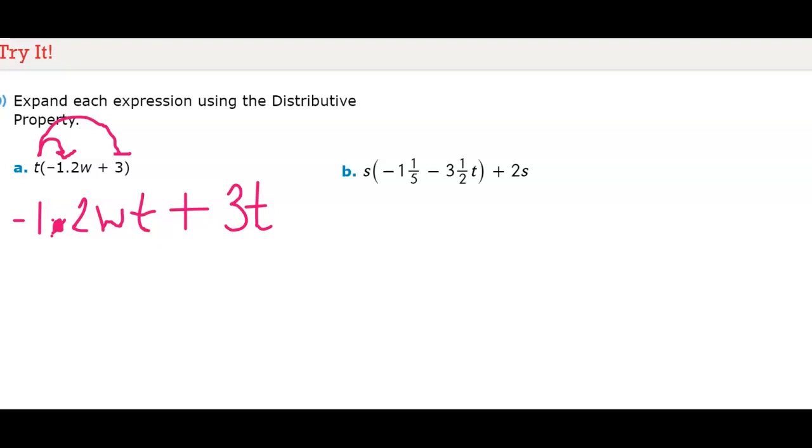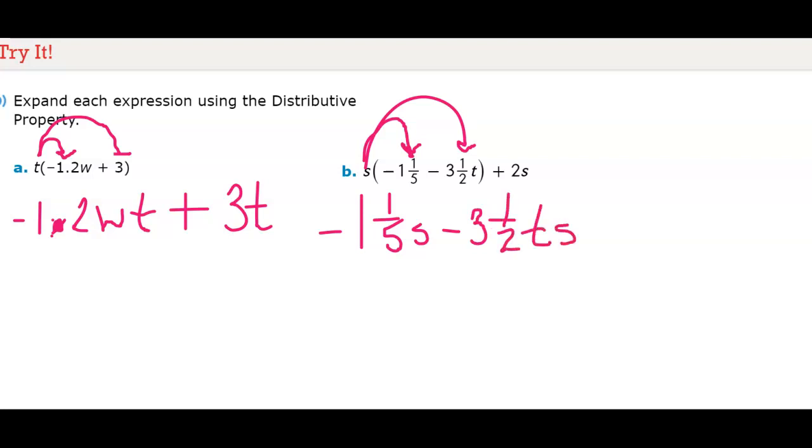B, we have S in the quantity of -1 and 1/5 minus 3 -3.5 times T plus 2 times S. So we're going to use distributive property to multiply -1 and 1/5 times S, and that will give us -1 and 1/5 times S minus S now times -3.5 times T. So that becomes -3.5 times T S, and then you add in the 2 times S.